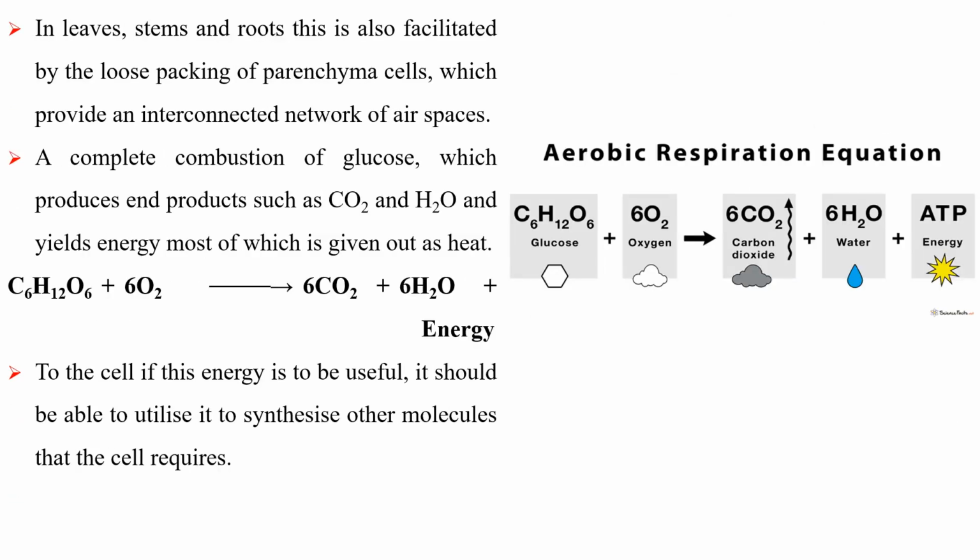In leaves, stems, and roots, this is also facilitated by the loose packing of parenchyma cells, which provide an interconnected network of air spaces. A complete combustion of glucose, which produces end products such as carbon dioxide and water, yields energy, most of which is given out as heat. If this energy is to be useful, the cell should be able to utilize it to synthesize other molecules that the cell requires.